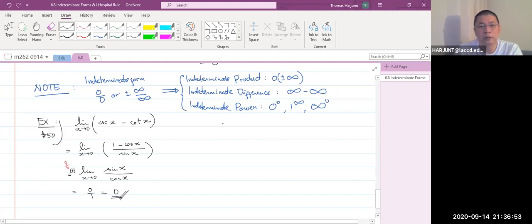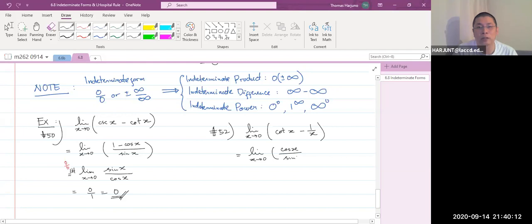That's for number 50. Now you try to think about number 52. Limit x approaching 0 of cotangent x minus 1 over x. Let me give you 3-4 minutes. I don't know the answer, but I think I will write it this way first. This is cosine x over sine x minus 1 over x. And then this is limit x going to 0 of x cosine x minus sine x over x sine x.